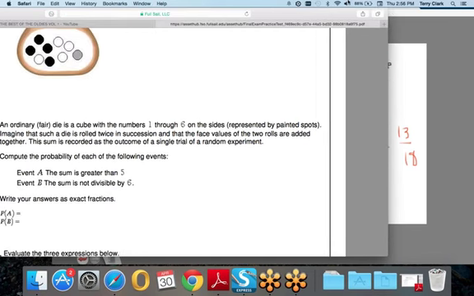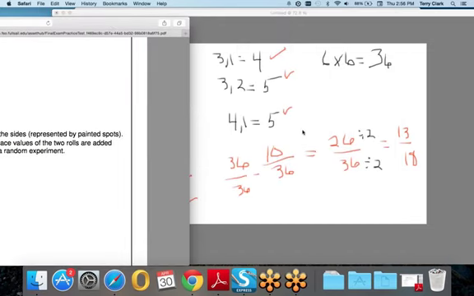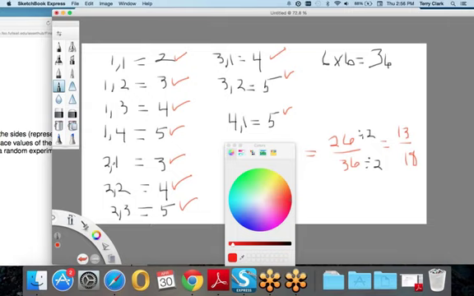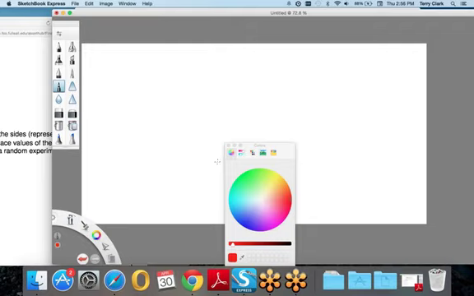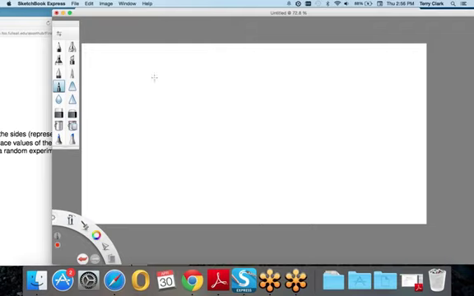Okay, so the next one is the sum is not divisible by 2. Okay, well, you can guess what I'm getting ready to do with this one. I'm getting ready to find all the ones where the sum is divisible by 2. Okay, and so for the sum to be divisible by 2, that means it's got to be 6 or 12. Okay, because the highest number you can get is 12, because 6 plus 6 is 12. Okay, so let's see. What I'm looking for in this case is numbers that are 6 and 12.